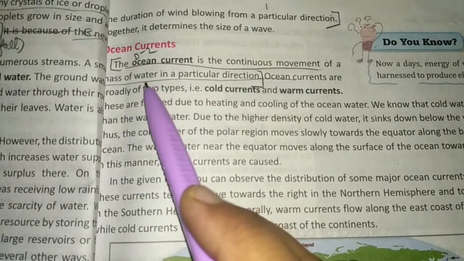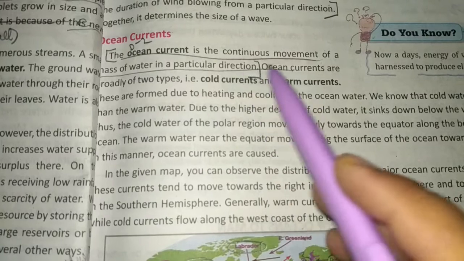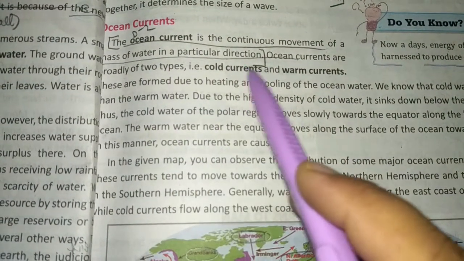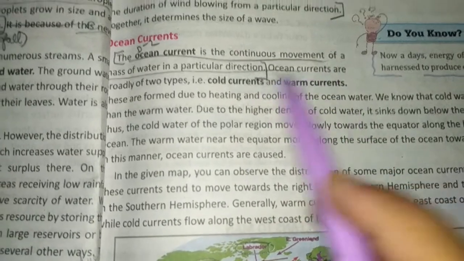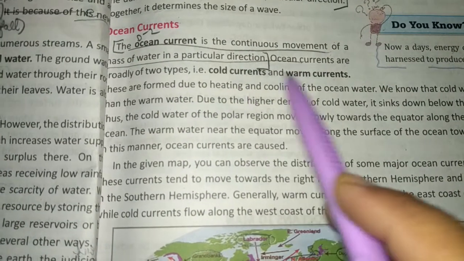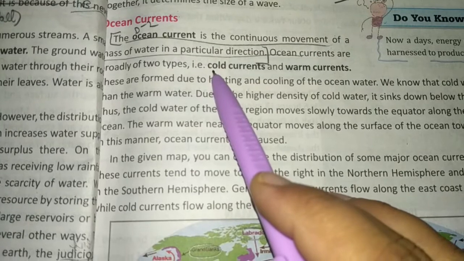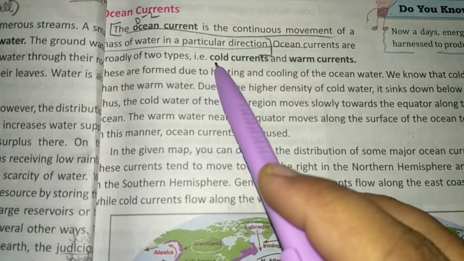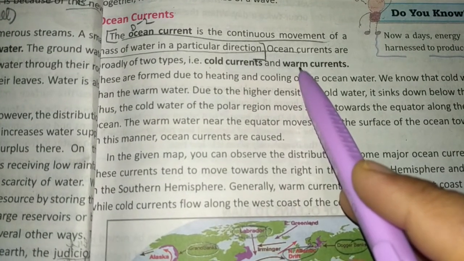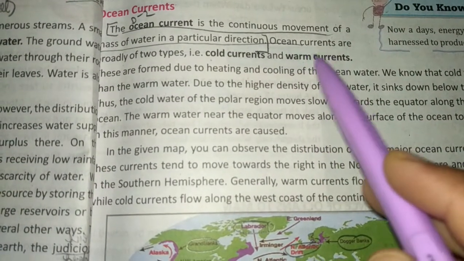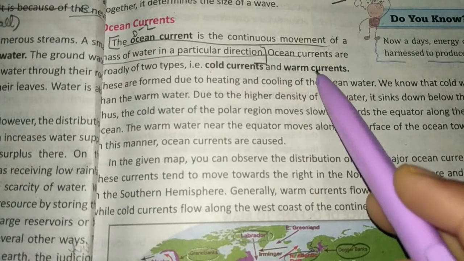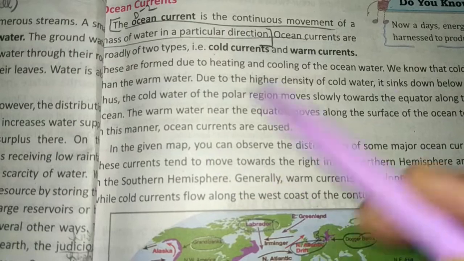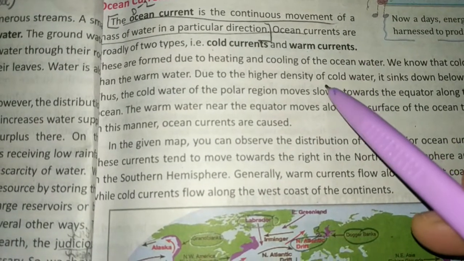Now next we have the ocean currents. An ocean current is a continuous movement of a mass of water on the surface in a particular direction. These are of broadly two types, the cold currents and the warm currents. Cold currents are quite heavy, that's why they sink more rapidly, and warm currents are lighter as compared to the cold currents. Cold currents travel downward, and warm currents travel upward.